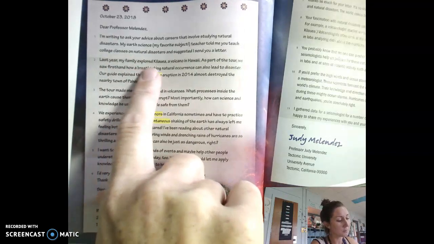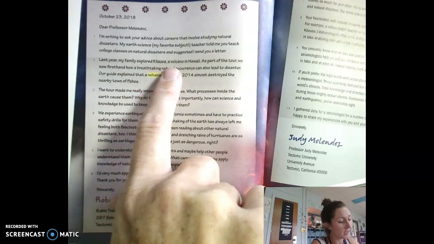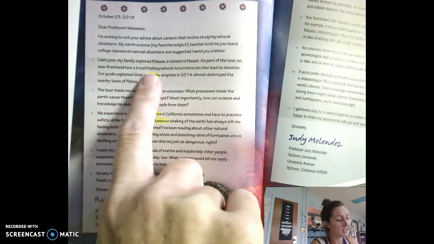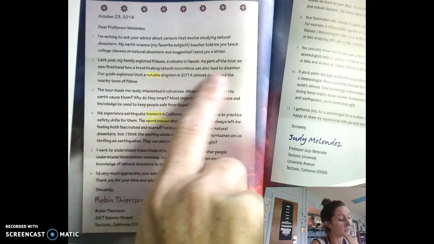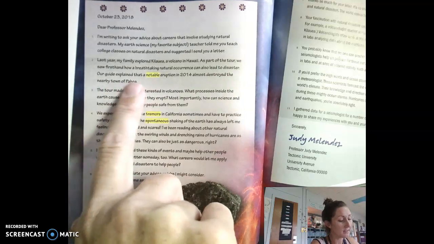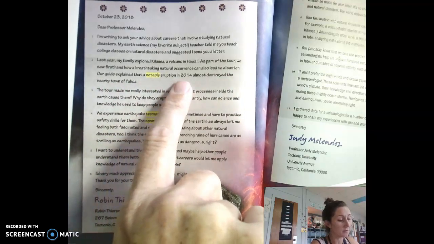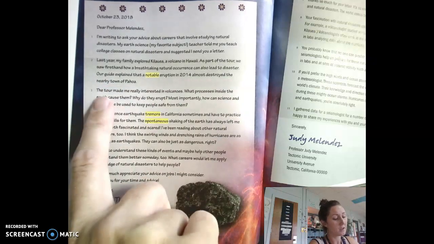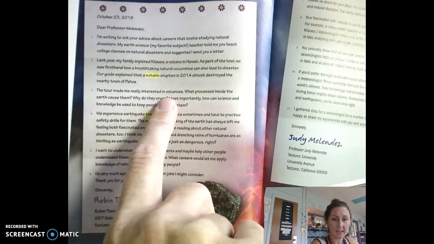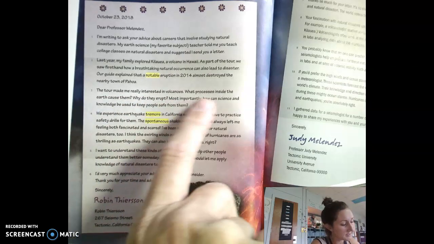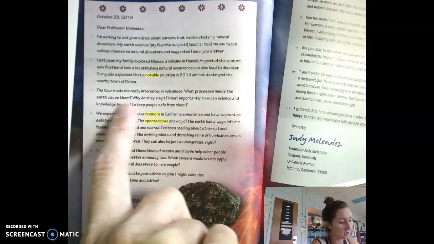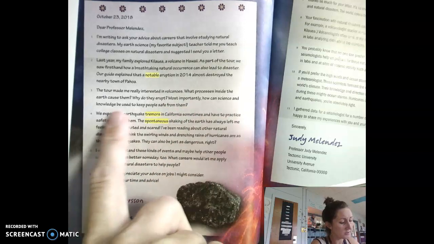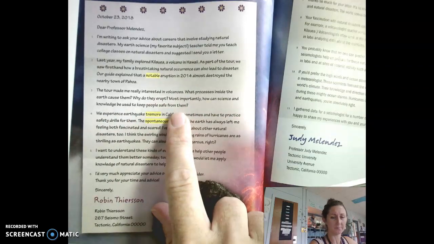Last year, my family explored Kilauea, a volcano in Hawaii. As part of the tour, we saw firsthand how a breathtaking natural occurrence can also lead to disaster. Our guide explained that a notable eruption in 2014 almost destroyed the nearby town of Paoa. The tour made me really interested in volcanoes. What processes inside the earth cause them? Why do they erupt? Most importantly, how can science and knowledge be used to keep people safe from them?